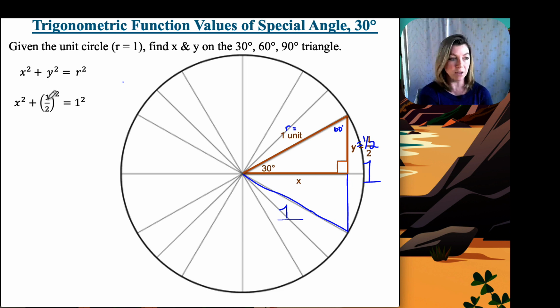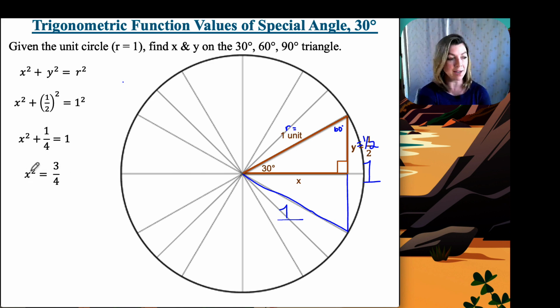Plugging in our known values, we know that y is 1/2. We just figured that out, and we were told it's a unit circle, so r is 1. Now we're going to solve for x. 1/2 squared is 1/4. 1 squared is 1. Now we need to make some moves to isolate this x right here. Start by subtracting 1/4 from both sides of the equal sign. So now we have x squared is equal to 3/4.